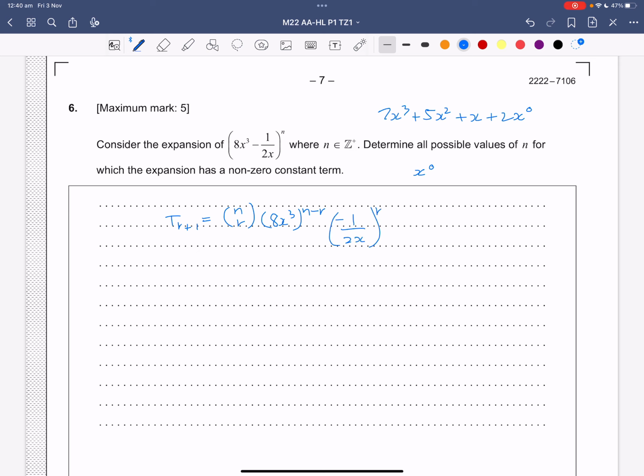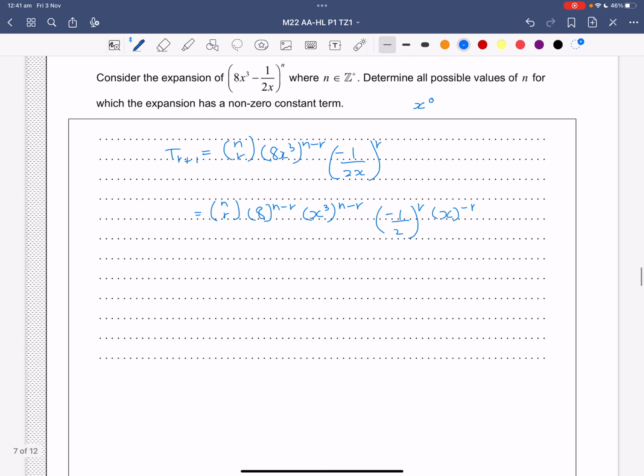Now the next few steps would involve simplification. What we need to do is isolate x. So we can do that by writing it as n choose r. I can write (8x^3)^(n-r) as 8^(n-r) multiplied by (x^3)^(n-r), and then I can write (-1/(2x))^r as (-1/2)^r multiplied by (1/x)^r, and this can also be written as x^(-r).